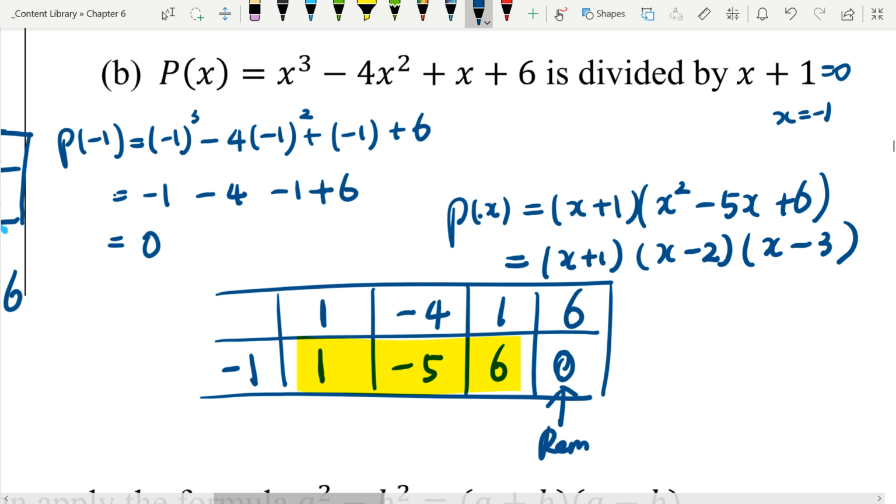Okay, so the remainder term is really helpful because when you substitute the value in and work out that it's 0, you know that's a factor. And when you have the factor, you can use the table to work out the quotient. And from the quotient, you can further factorize.